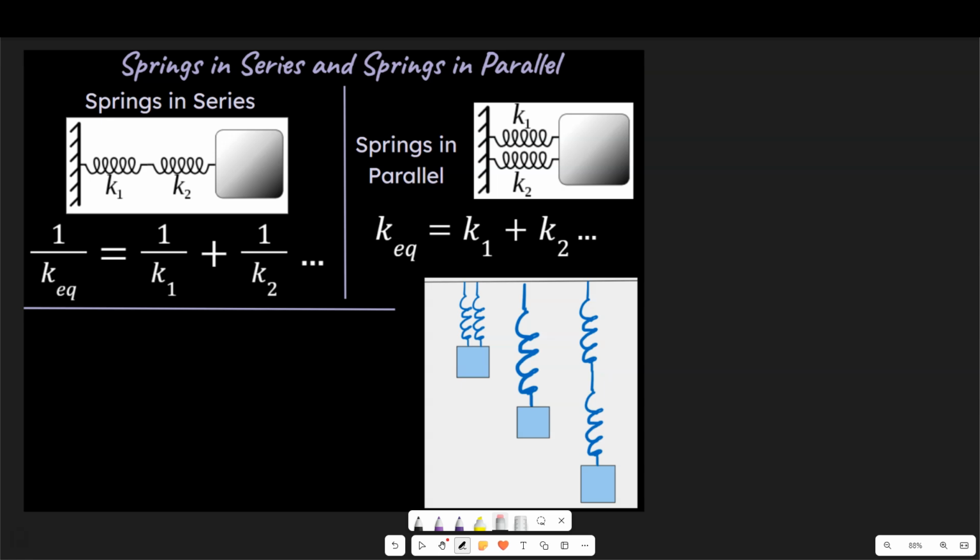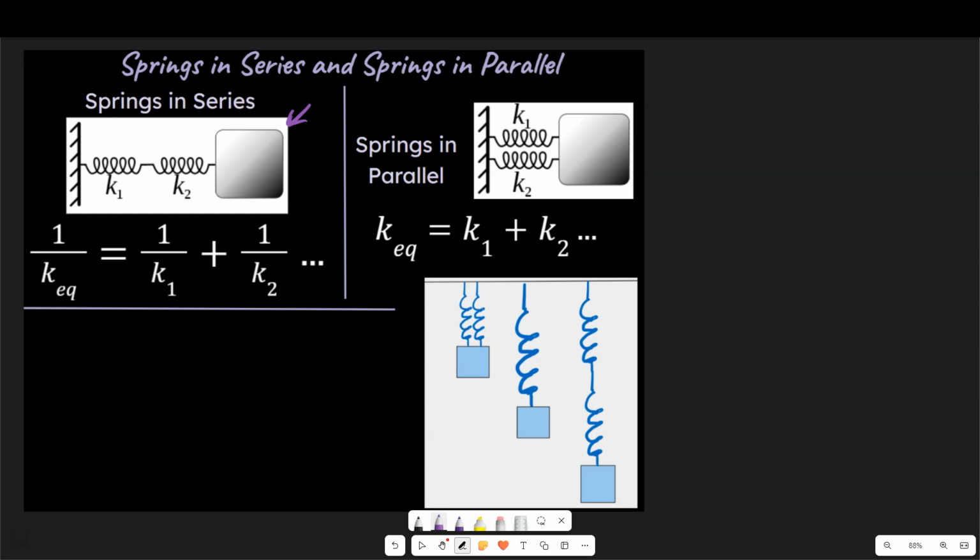Hey, welcome back. Today we're going to be talking about springs in series and springs in parallel for physics and AP Physics classes. So looking at the image on the left here, you can see a mass attached to a wall connected to two springs in series with each other. And when you connect springs in series, that actually weakens the spring constant for the spring system.